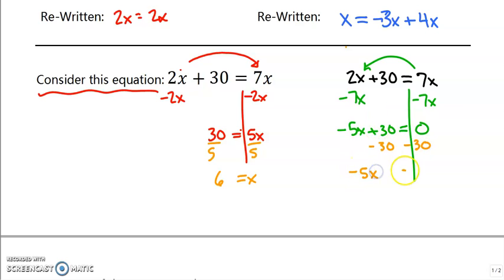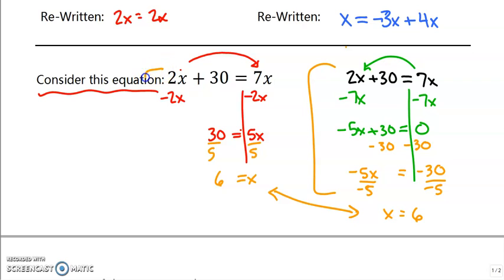and I get negative 5x equals negative 30. Divide by negative 5, and get x equals 6. I get the same thing in the end, but I actually went through an extra step over here than I did on this left equation.